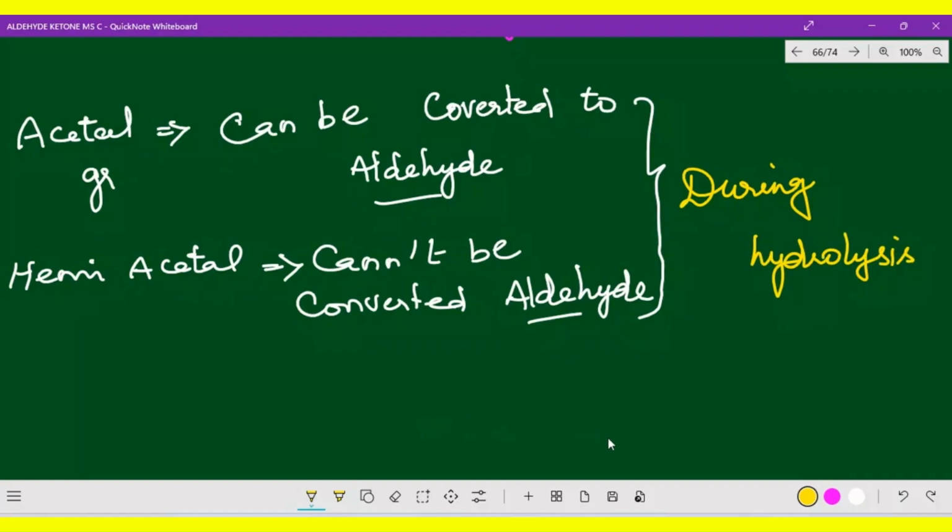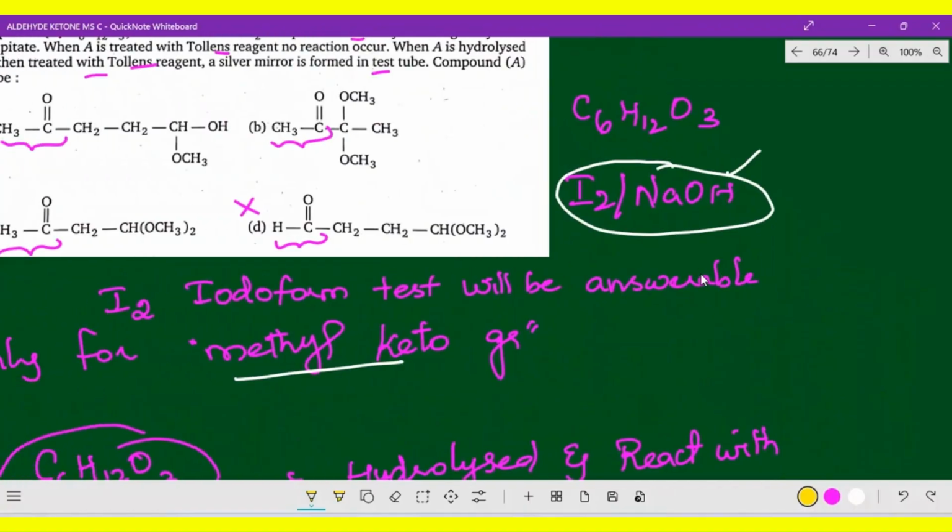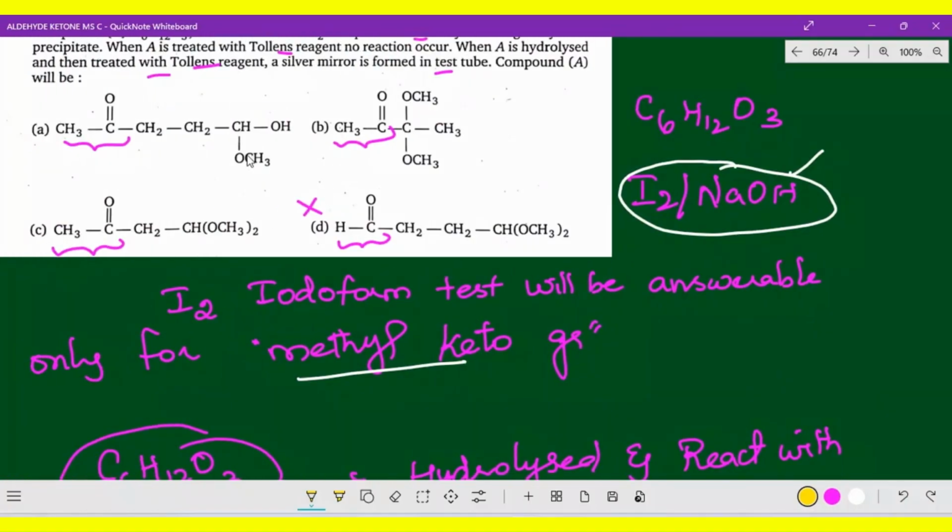Right now let us check each and everything. Now in that first one, the last option has gone. Now let us check the first one. So here OH is there, this point OH is there, and here OCH3 is there. So OH on one side, OCH3 on the other side. So this is completely hemiacetal only you will be getting.